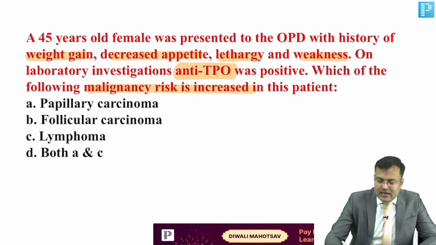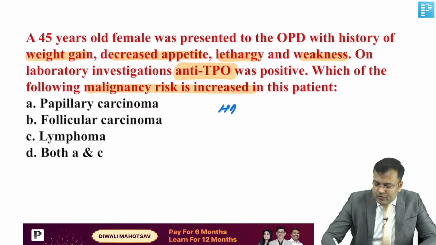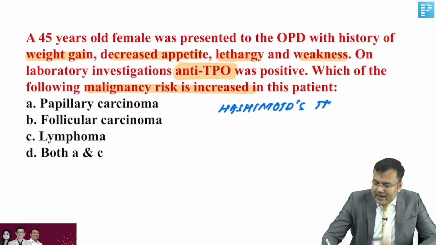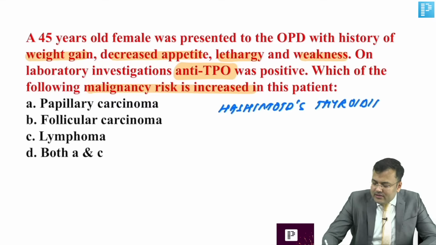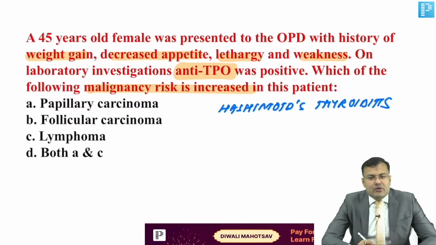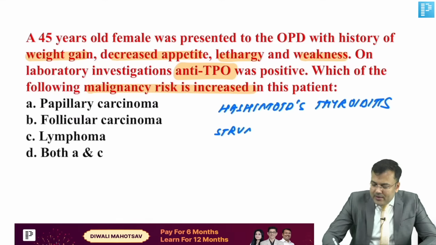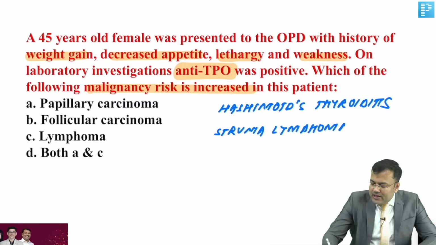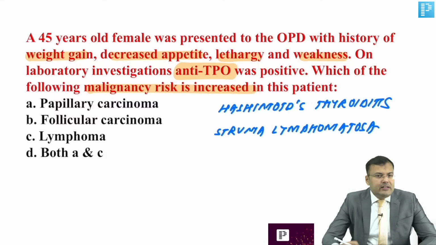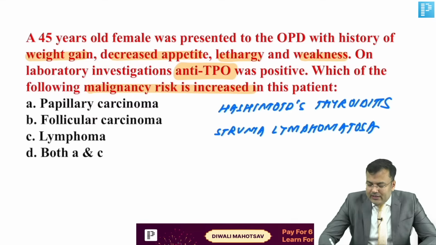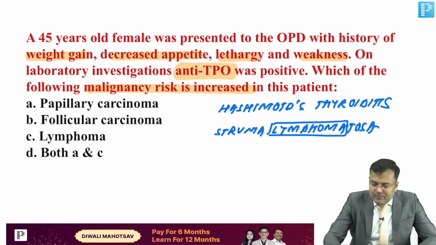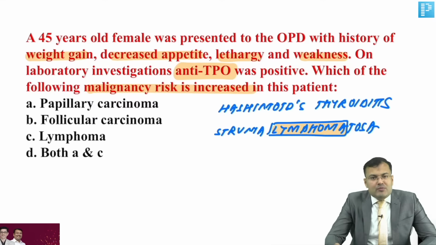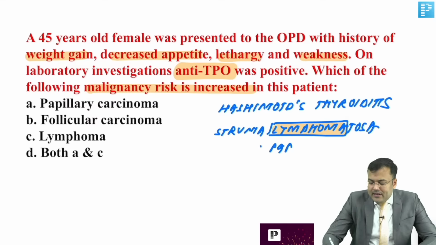Guys, let me tell you, this is Hashimoto's thyroiditis. And what is the other name of Hashimoto's thyroiditis? It is also known as struma lymphomatosa. This is struma lymphomatosa. Here there is conversion of thyroid tissue into lymphoid tissue. There is increased risk of lymphoma. Apart from lymphoma, there is increased risk of papillary carcinoma also. So, lymphoma and papillary carcinoma.